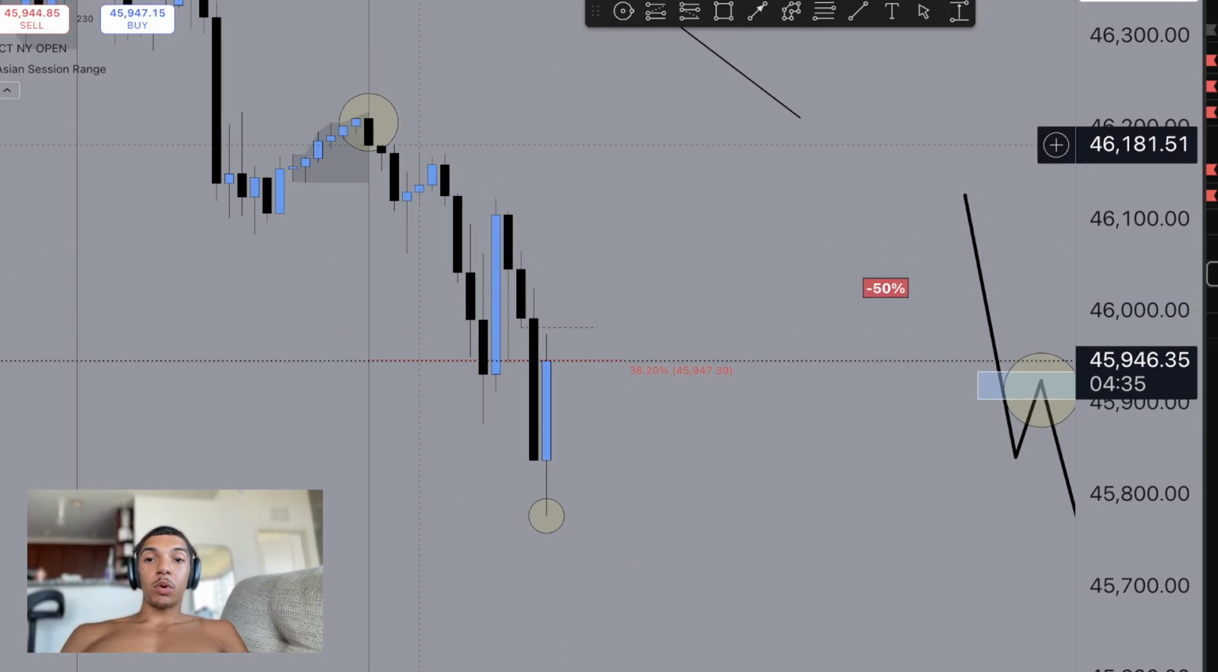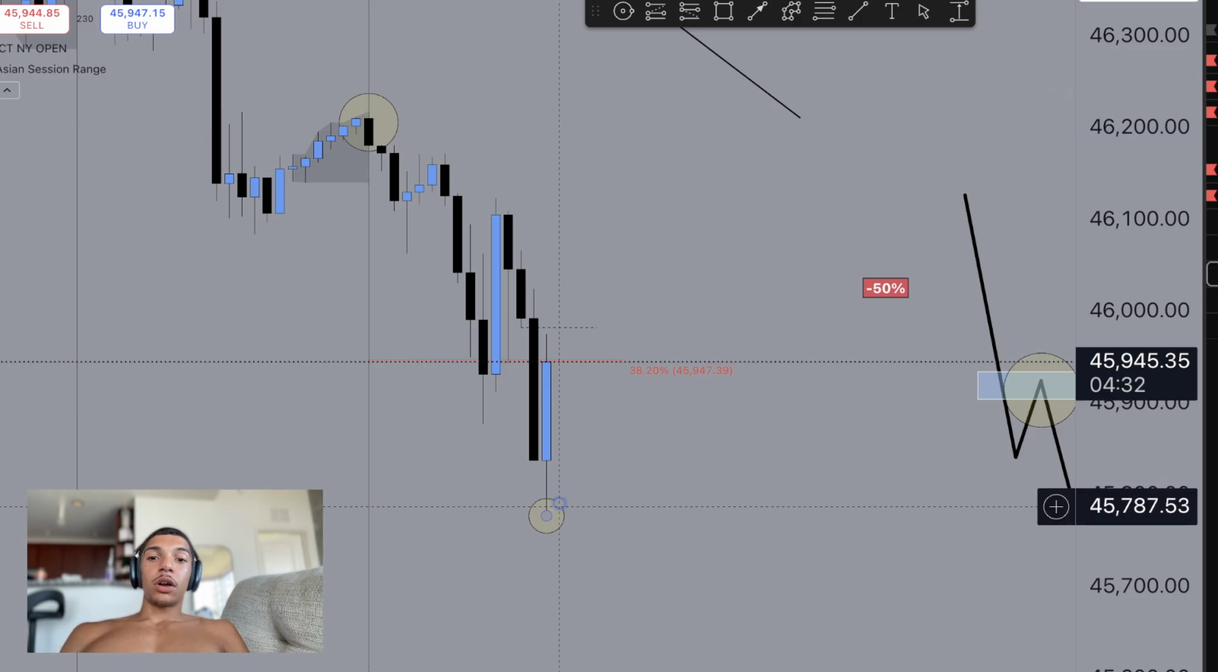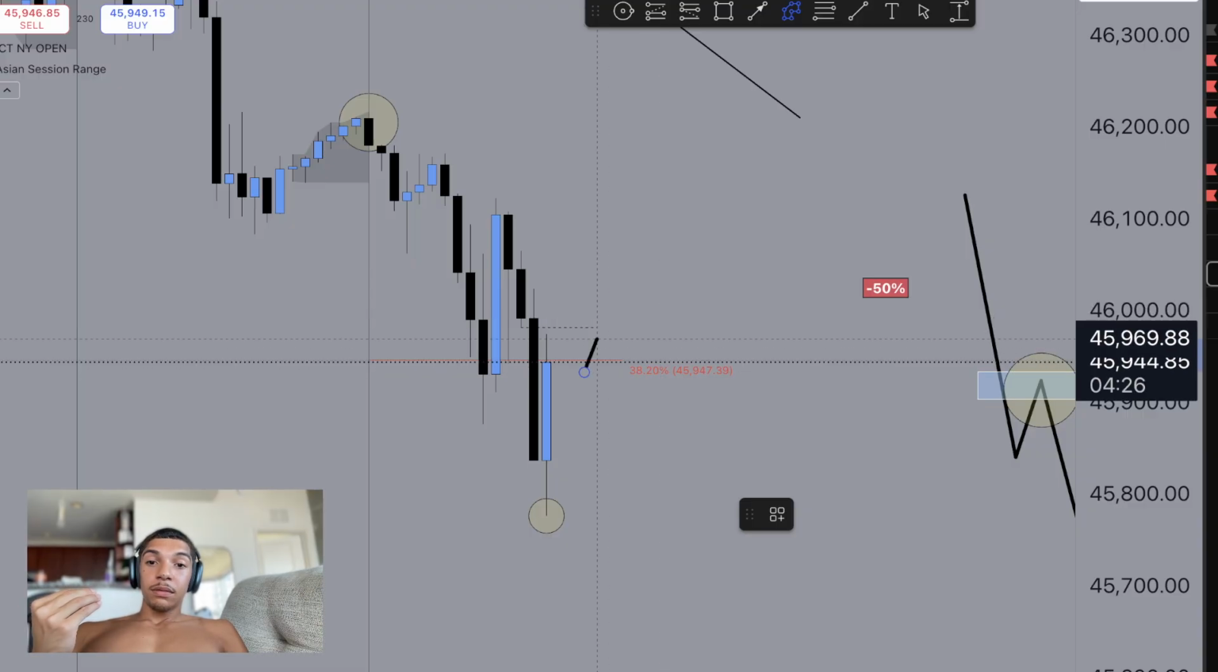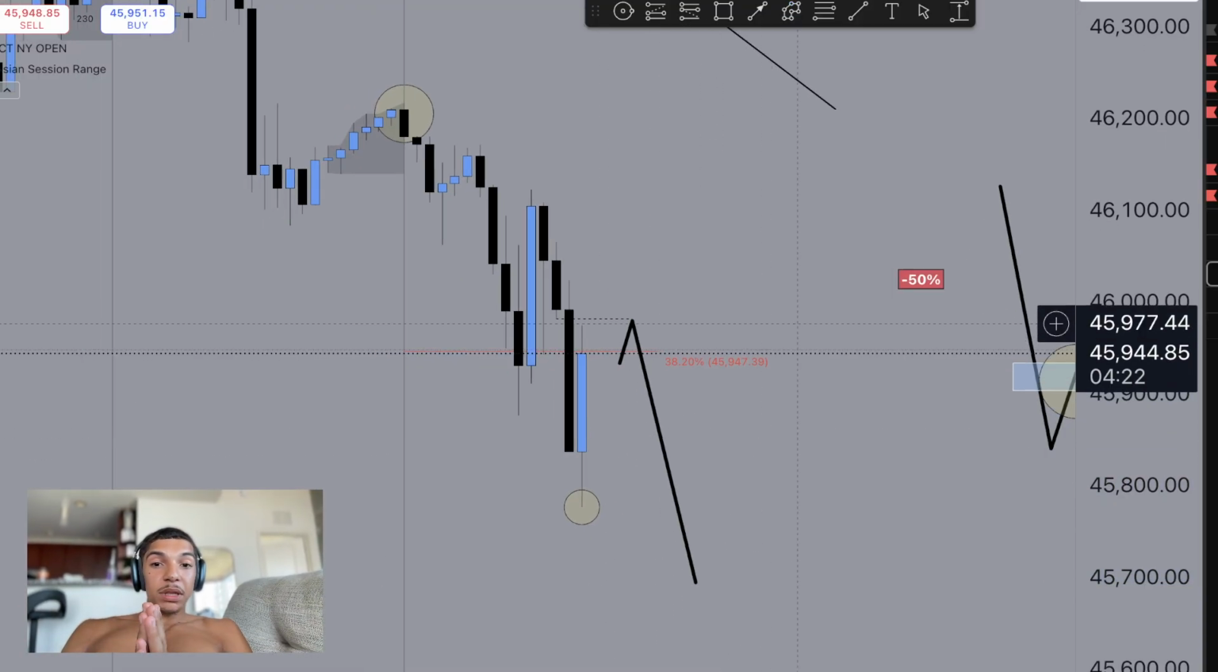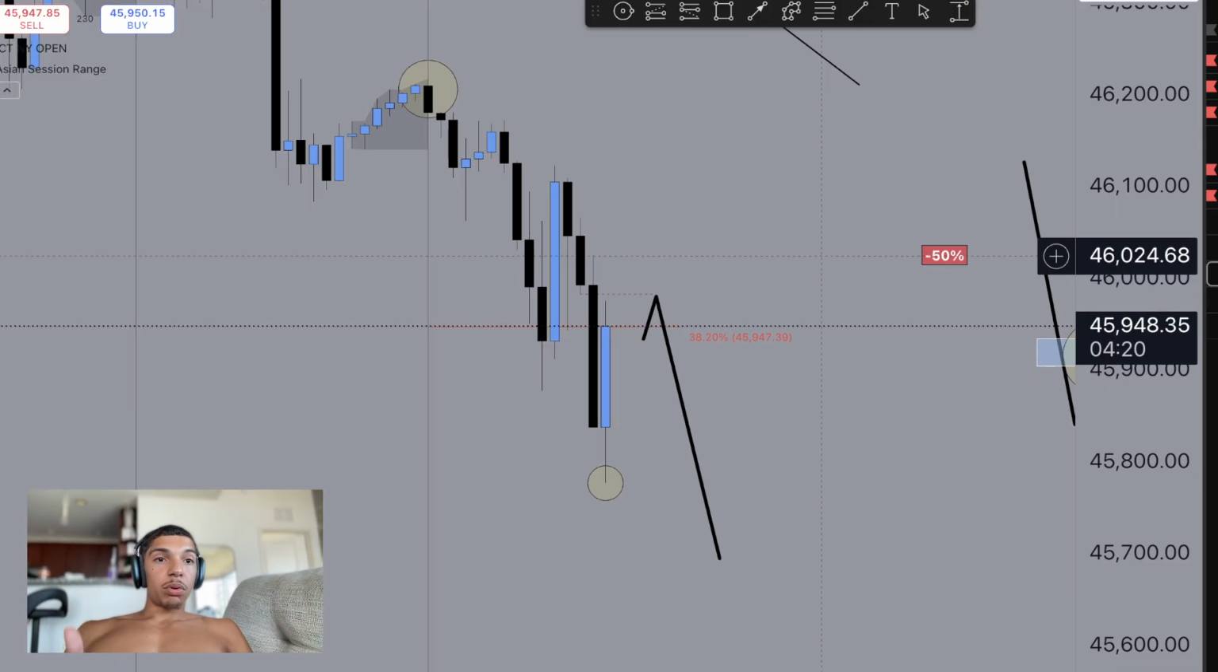I pulled the fib from where? London session high to the current low. The 38.20% is right where price is, and there's a 1 hour gap. So that could lead price to possibly having a little continuation here. That is not a guarantee, but hypothetically, if you guys want to be able to go back into price, today is September 25th at 2:55.